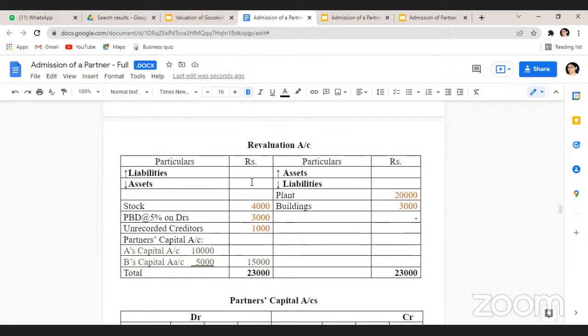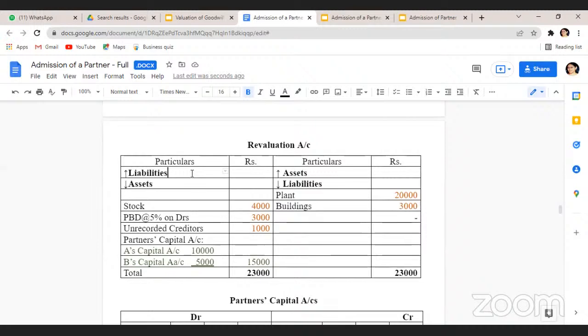Remember, children, carefully: in the question, a balance sheet and additional information will be given to you. Balance sheet values of assets and liabilities are old values, and whatever values of assets and liabilities are given in the additional information are new values. Based on the difference between old and new, we take those in the revaluation account. Say, for example, liabilities are increased. That means the new value is more and the old value is less. So the difference amount we take on the debit side.